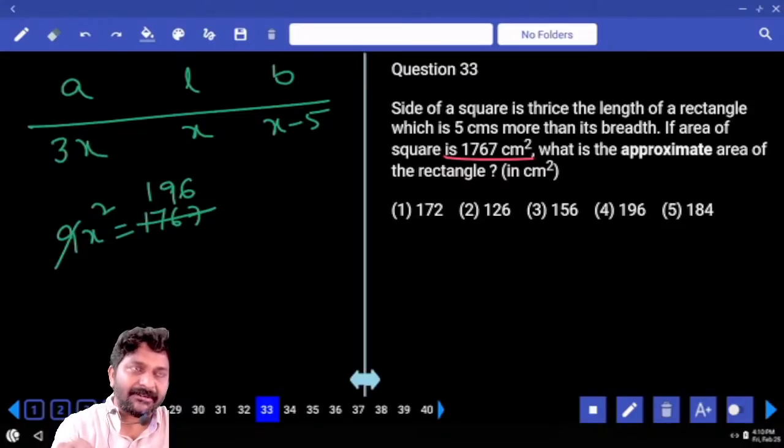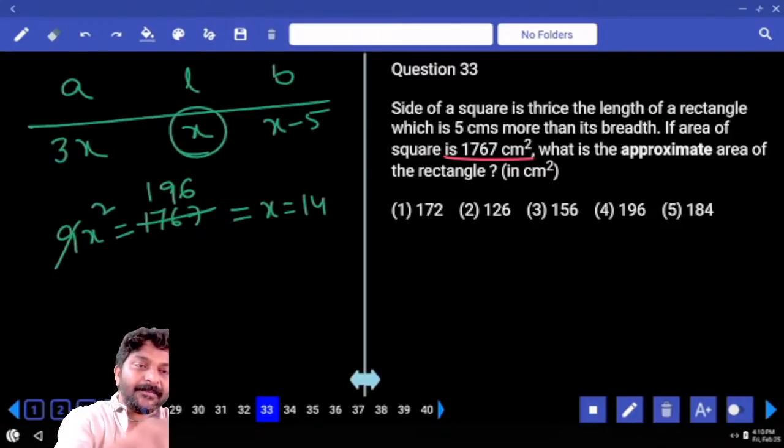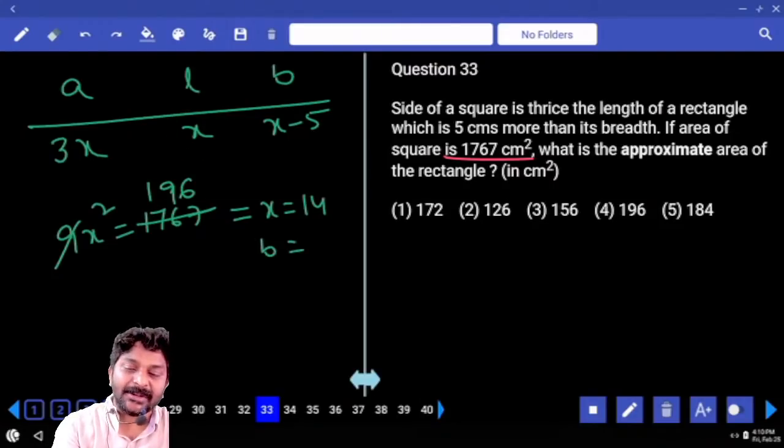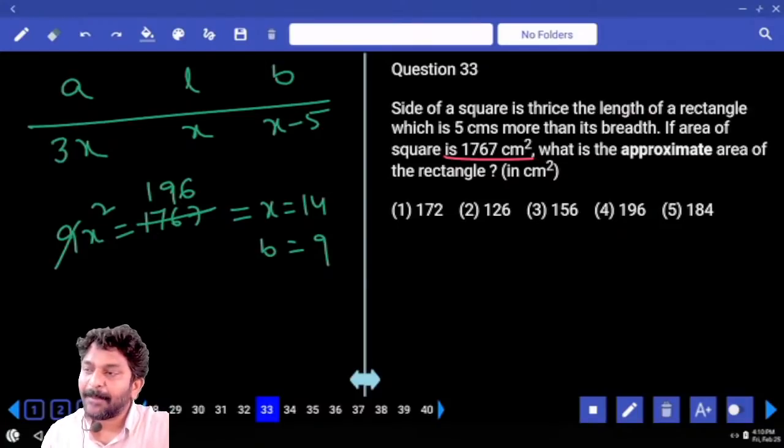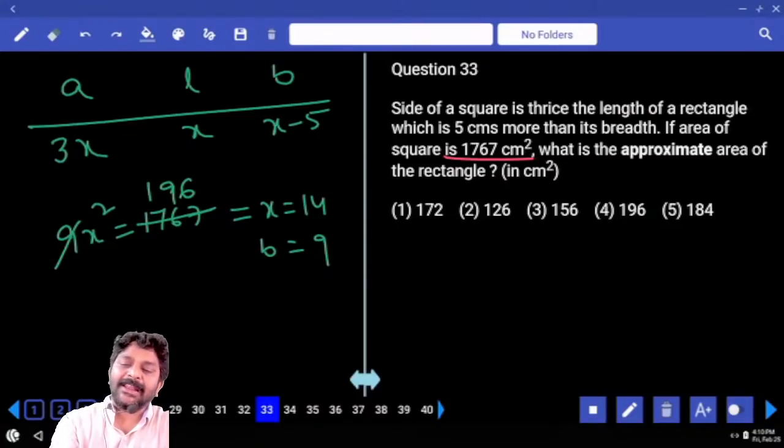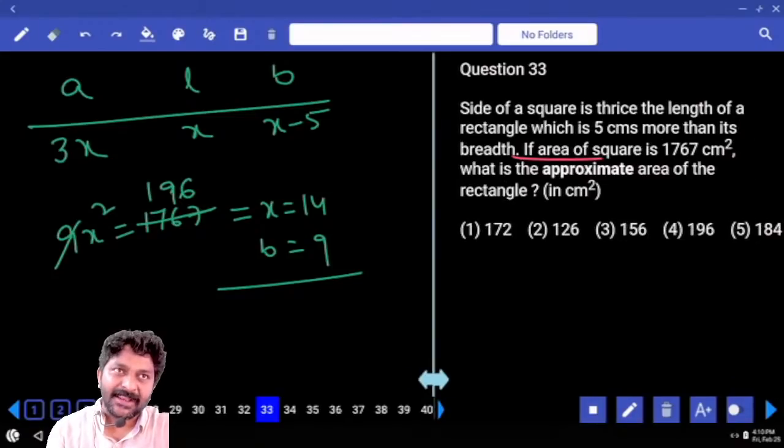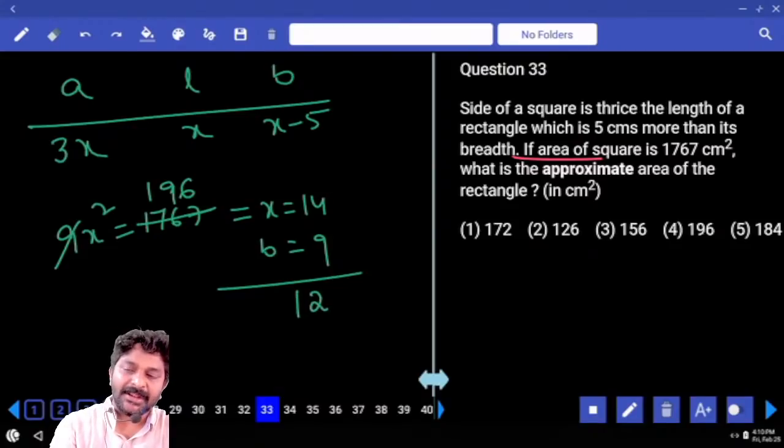If x square is equal to 196, x is equal to 14, then length is equal to 14. Breadth is equal to 9. The question asks for the approximate area of the rectangle, 14 times 9, correct? 140 minus 14, 14 10 times minus 1 time, I did it, 126.